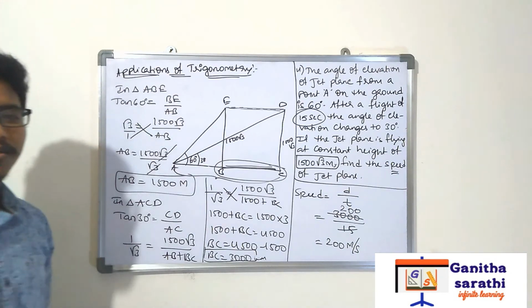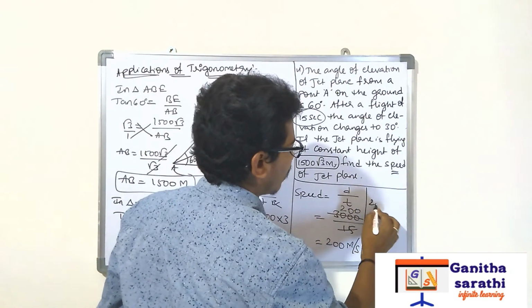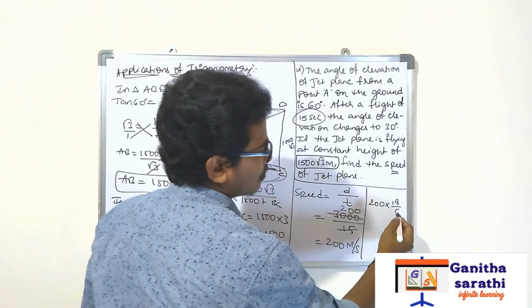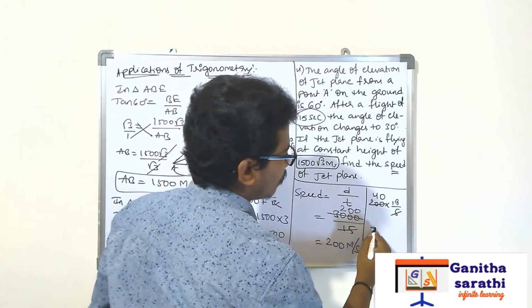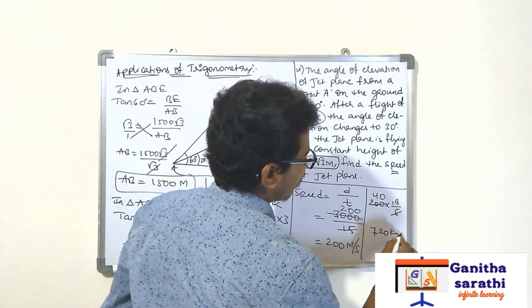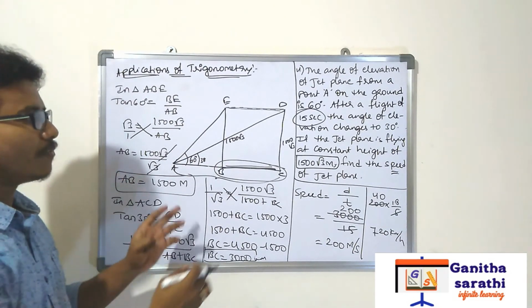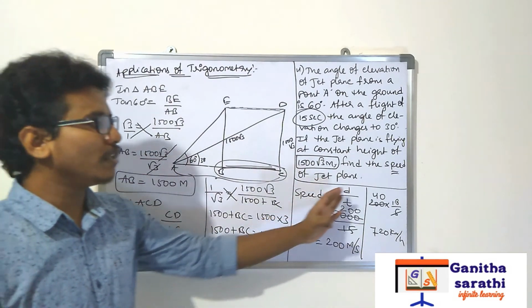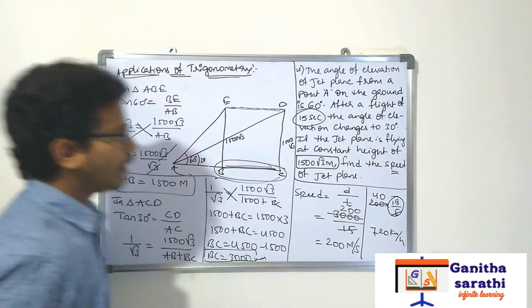If he is asking us to convert into kilometers per hour, how will you do it? 200 into 18 by 5, right? You can cancel this one. 5 fours are 20, 5 zeros are 0, 18 fours are how much? 72. 720 kilometers per hour. Understood? So first we have to find the distance. After the distance we can use the speed formula, which is distance by time. All of you are having doubt how we get 18 by 5.